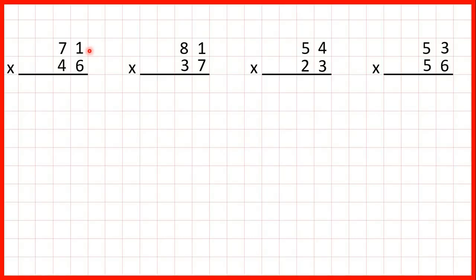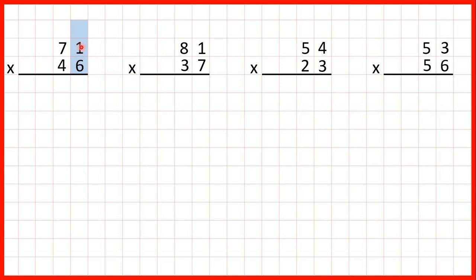Now we're going to multiply two two-digit numbers using long multiplication. With this method, we're going to get two answer lines. So for this first question, on our first answer line, we're going to multiply 71 by 6. Then on our second answer line, we're going to multiply 71 by the 4 that's in our tens, so by 40. And then we're going to add up our answer lines.